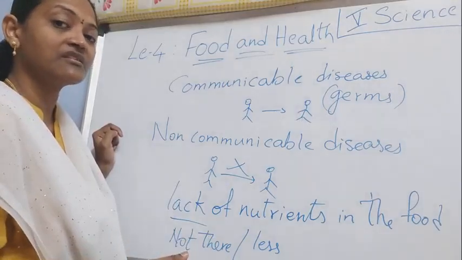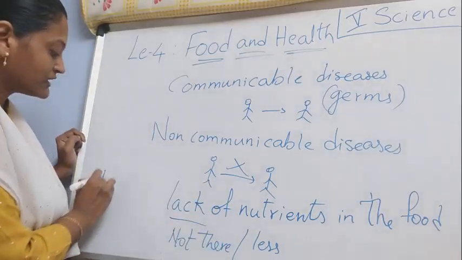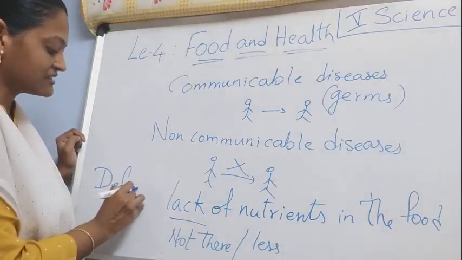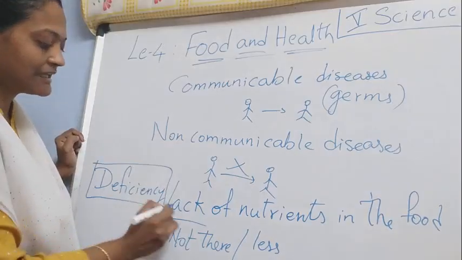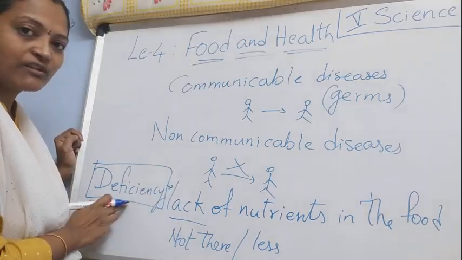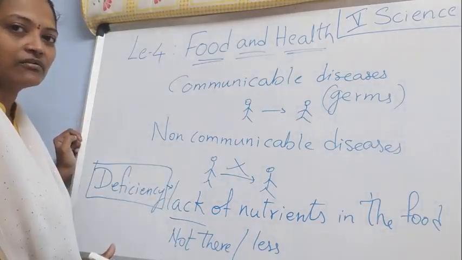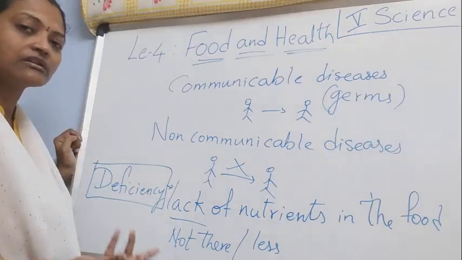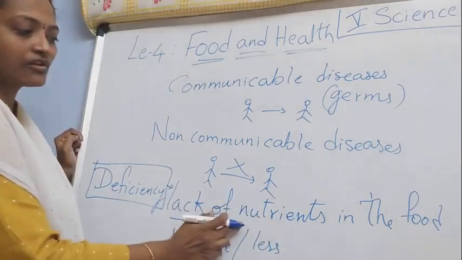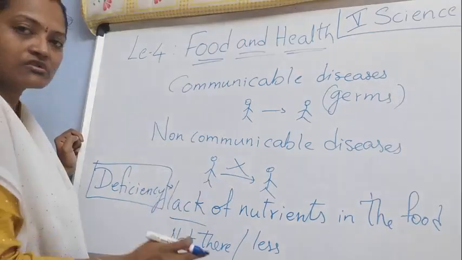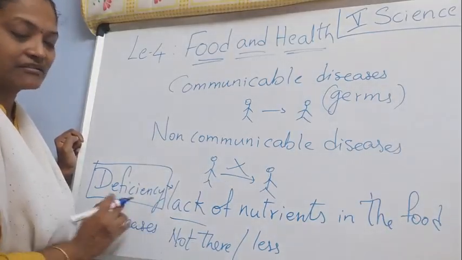Those types of diseases, children, we call deficiency diseases. What do we call deficiency? Deficiency means only lack. Lack means very less or not there at all. What is not there? Nothing but nutrients. So when nutrients are not there in the food, those types of diseases we call deficiency diseases, right children?